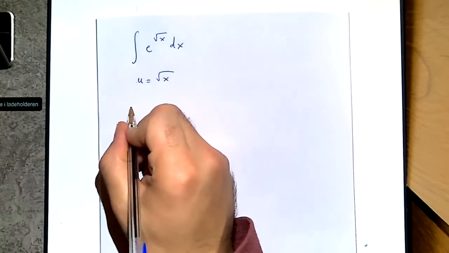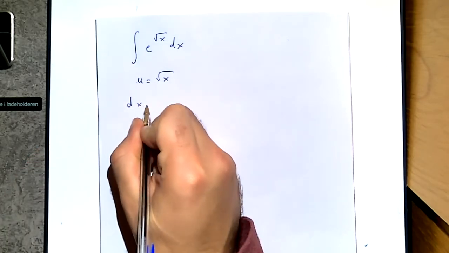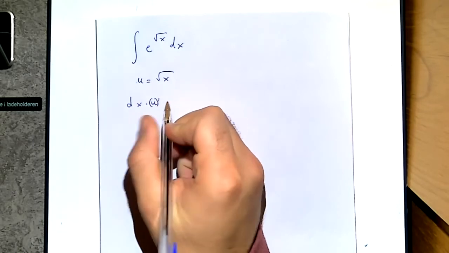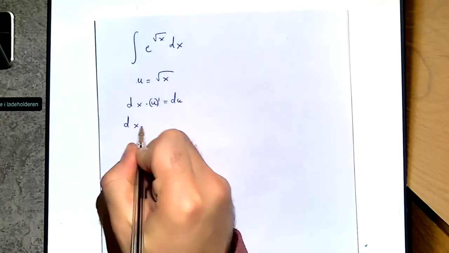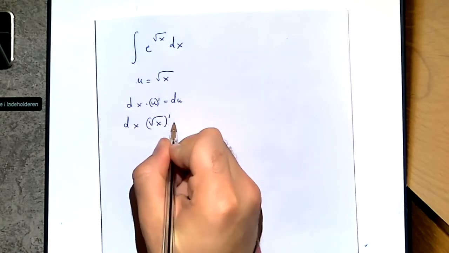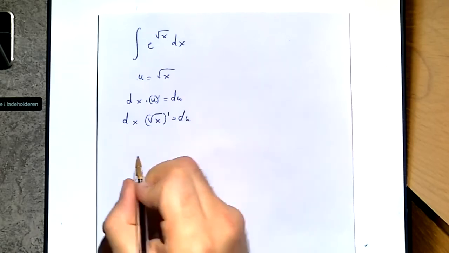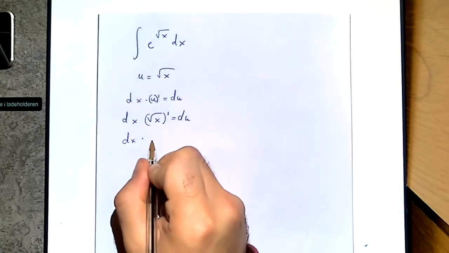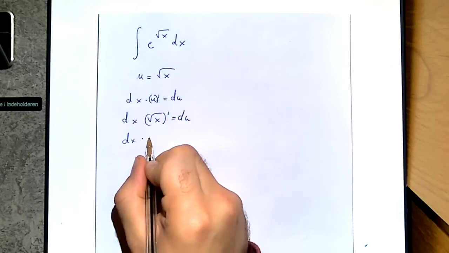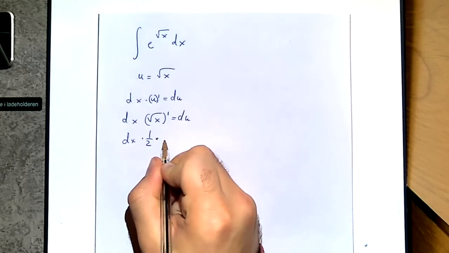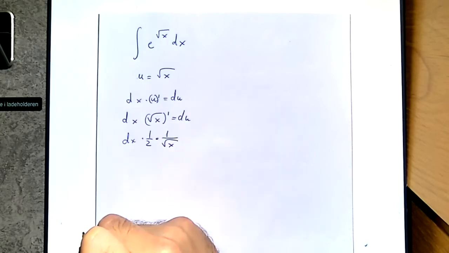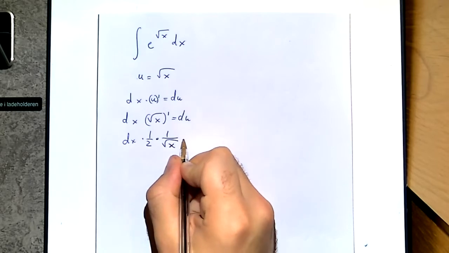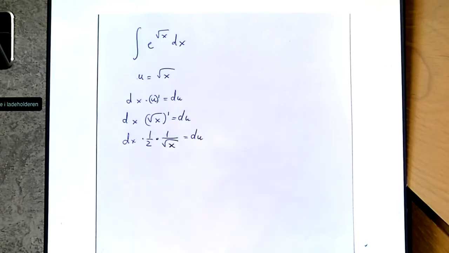Now, using the same exact thing, dx times the derivative of u has to be equal to my du. The derivative of square root of x is a half multiplied by 1 over square root of x, so dx multiplied by a half multiplied by 1 over square root of x is equal to du.